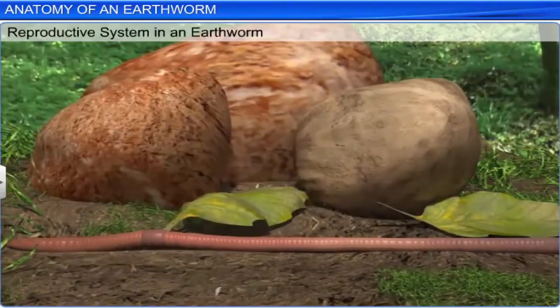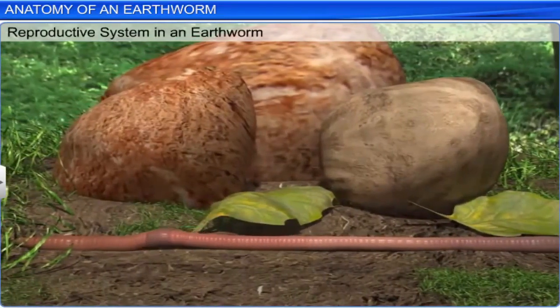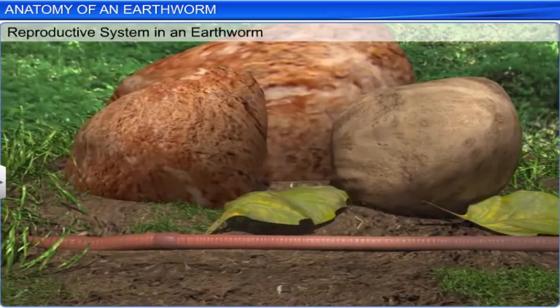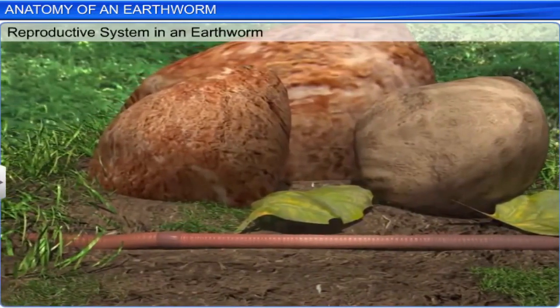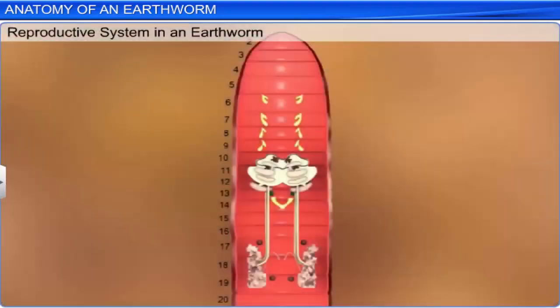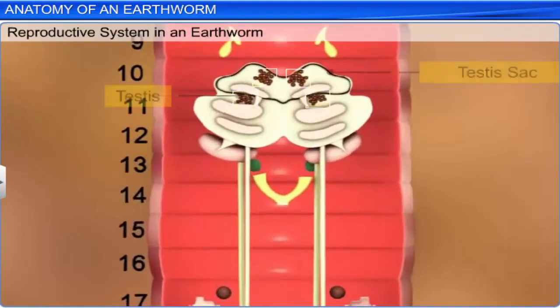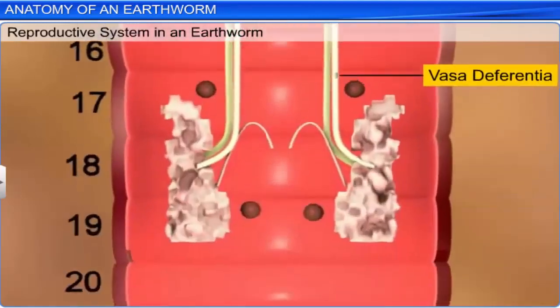Finally, let's take a look at the reproductive system. The earthworm is a hermaphrodite, which means that both male and female reproductive systems are present in the same individual. The male reproductive system consists of 2 pairs of testes in the 10th and 11th segments, with their vasa deferentia running up to the 18th segment.